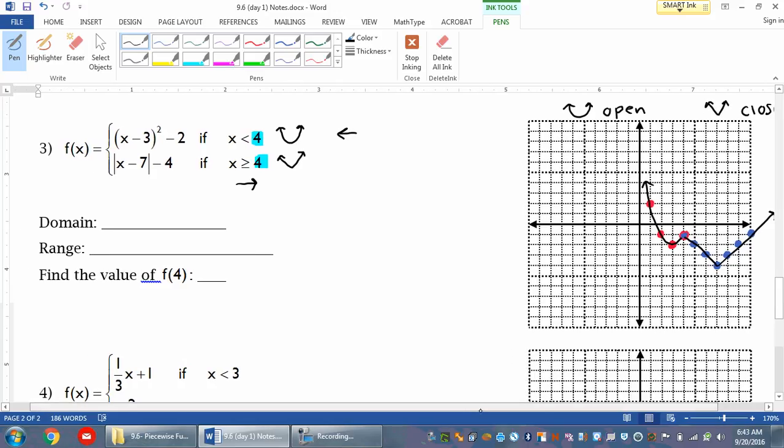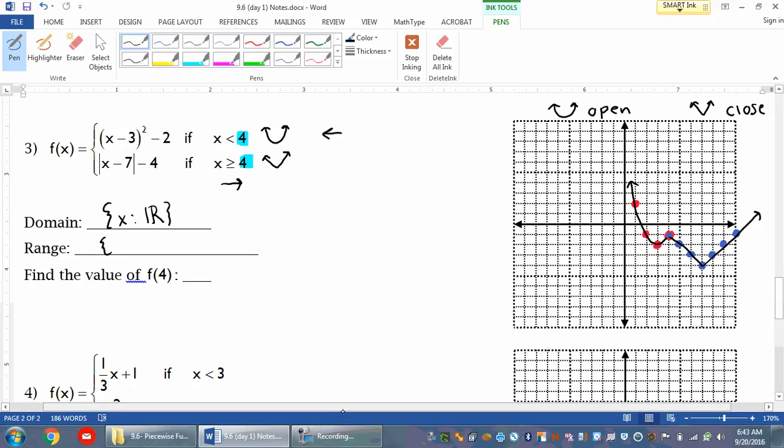All right, let's talk about the domain. The arrows on both sides. Now the range: my arrows are going up, down, or opposite? I should say that they're going up. So remember, up means it's greater than or equal to. We look at the lowest point.